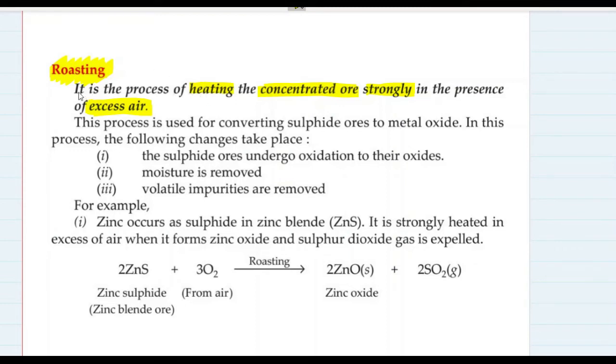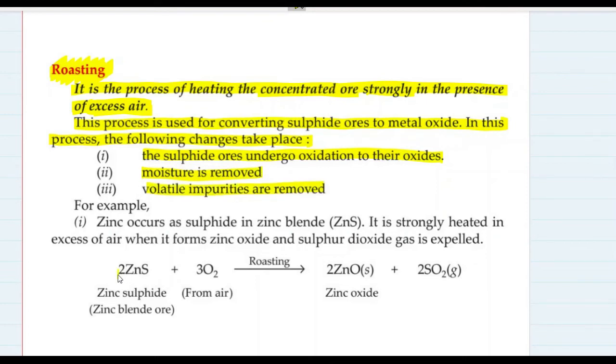Roasting is the process of heating the concentrated ore strongly in the presence of excess air. This process is used for converting sulfide ores into metal oxides. In this process, the following changes take place. The sulfide ores undergo oxidation to their oxides. In the presence of air, if concentrated sulfide ore is heated, it becomes oxide. Moisture is removed, volatile impurities are removed.